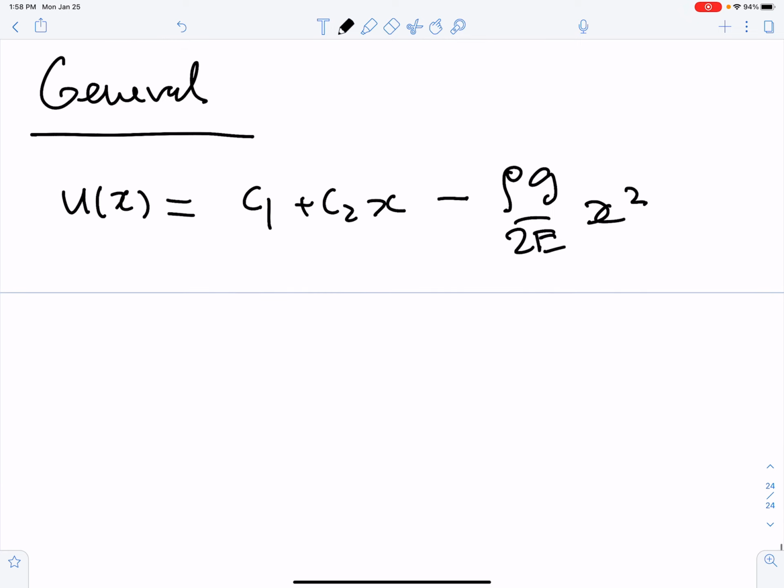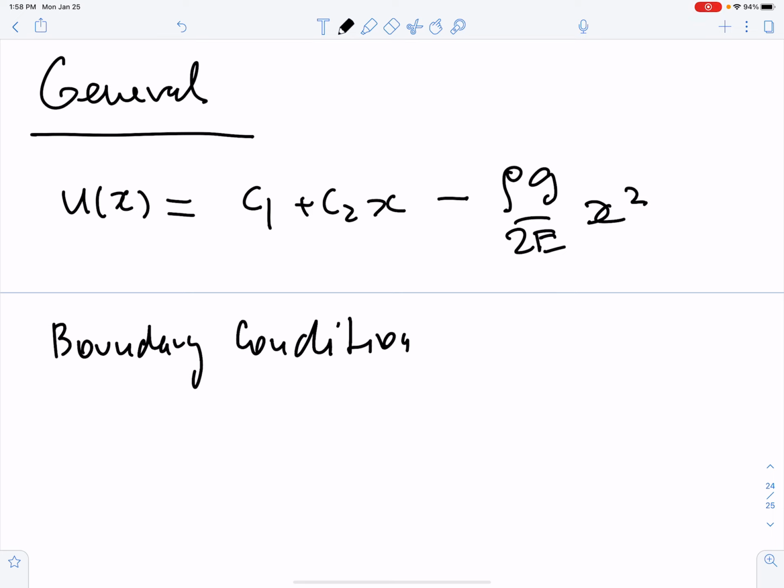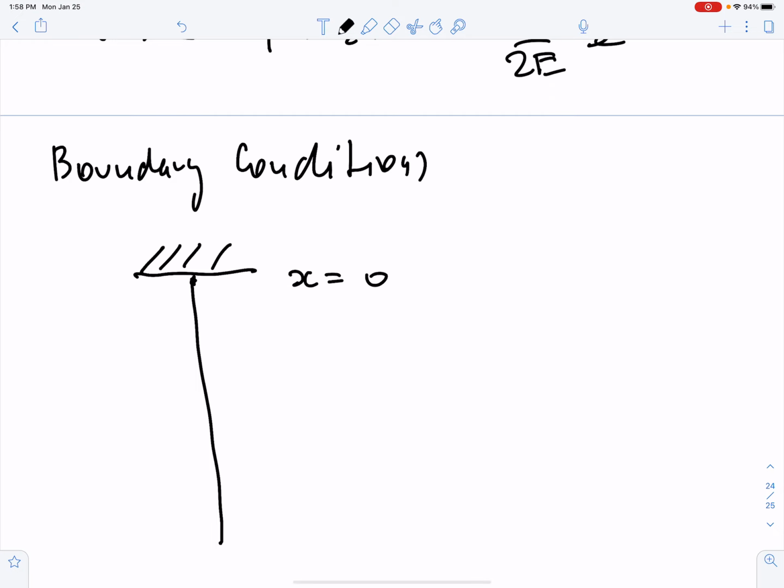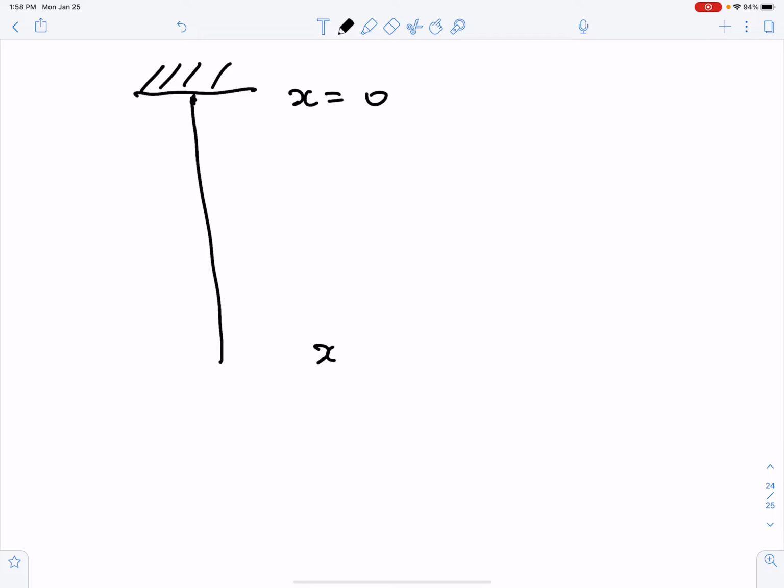So you're almost there, right? You use the differential equation, you use the load. What haven't you used? You haven't used boundary conditions. Okay, so what do you know about boundary conditions? Here's your cable. Here I have a location x equals 0, and this is a location x equals L, okay?